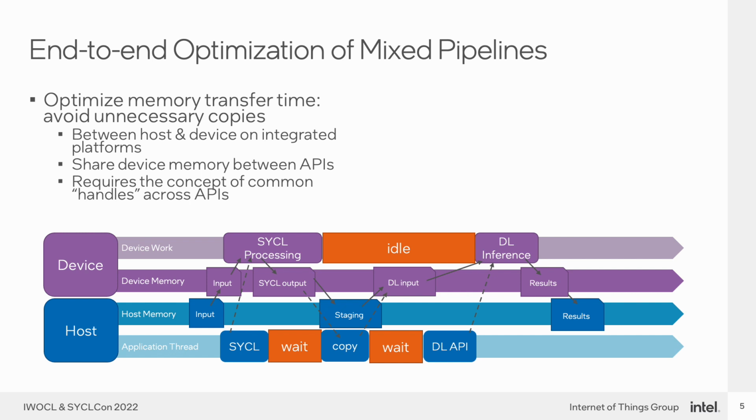The first thing we can do is remove unnecessary copies of data. What if the output of the SYCL processing can be directly ingested by the deep learning inferencing stage? We could do that if the APIs agree on a common representation of the memory, also referred to as memory handles. So what is the result of pointing to the same memory from both APIs?